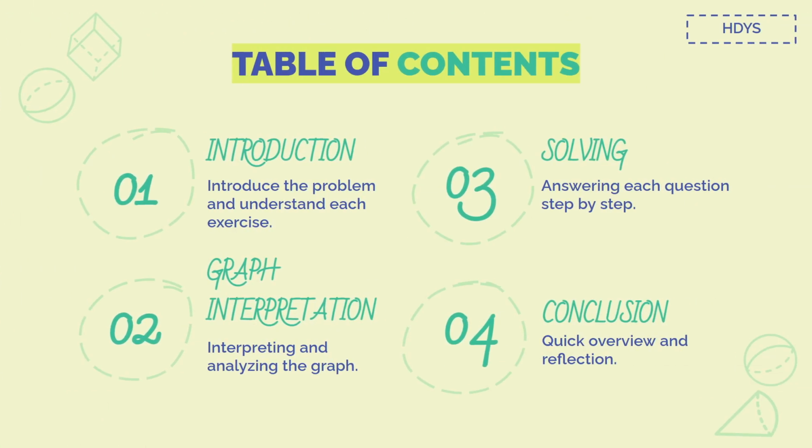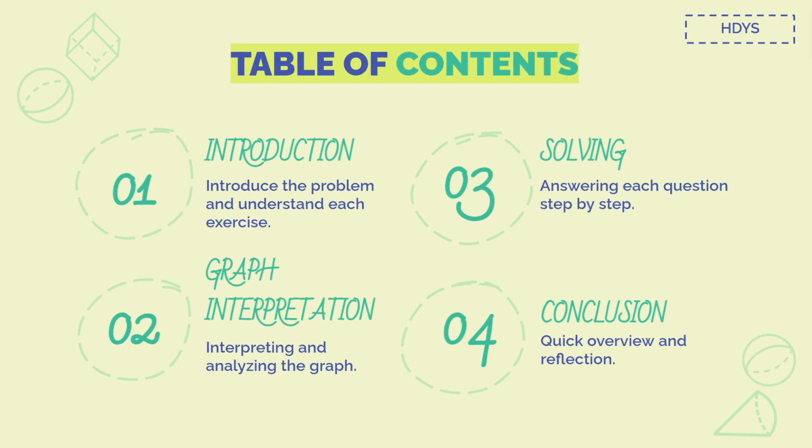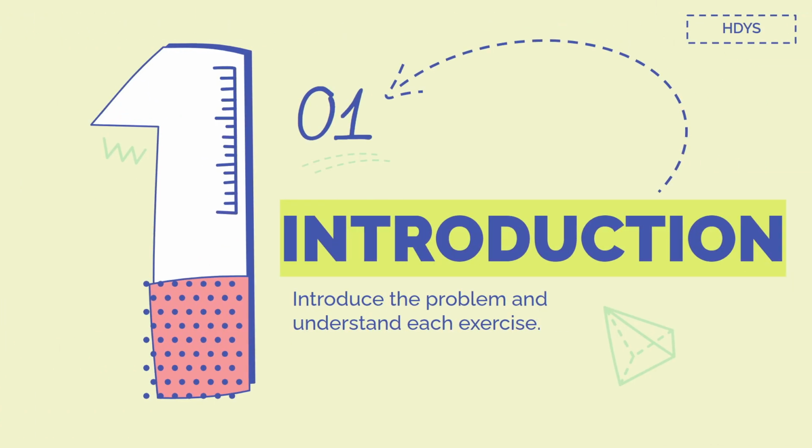So let's have a brief table of contents before we actually get into the problem. We'll first introduce the problem and understand each exercise that they ask for, and then we'll get into the graph interpretation, as the problem does include a graph. So we'll be understanding and analyzing the graph. And then next up is actually solving each question step by step. And in conclusion, we're going to do a quick overview and then reflect on it. So let's start with the introduction.